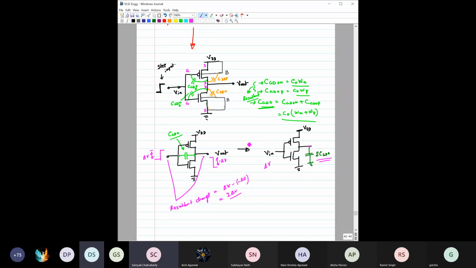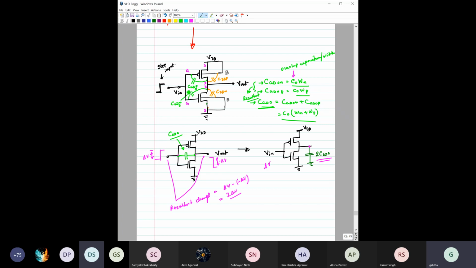So what is the C naught in the formula you wrote above? C naught times Wn plus Wp. Oh, C naught, okay. C naught is the overlap capacitance per unit width. So why is there no channel capacitance? Gate-channel capacitance.